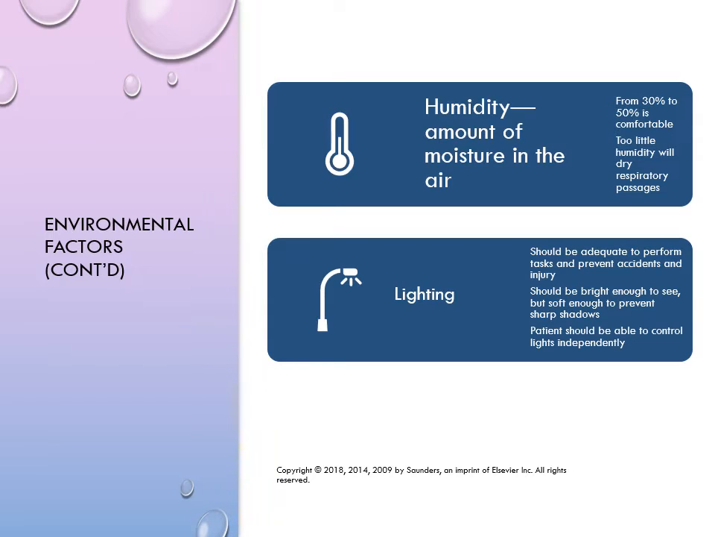Lighting. A sunny, cheerful room can improve a patient's spirits. Areas must have adequate lighting for tasks and to prevent accidents and injuries. The light should be bright enough to see without a glare and to avoid eye strain, and be soft and diffuse to prevent sharp shadows. Ideally, your patient will be able to control the light independently. Appropriate interior and exterior lighting in the home helps prevent against crimes.